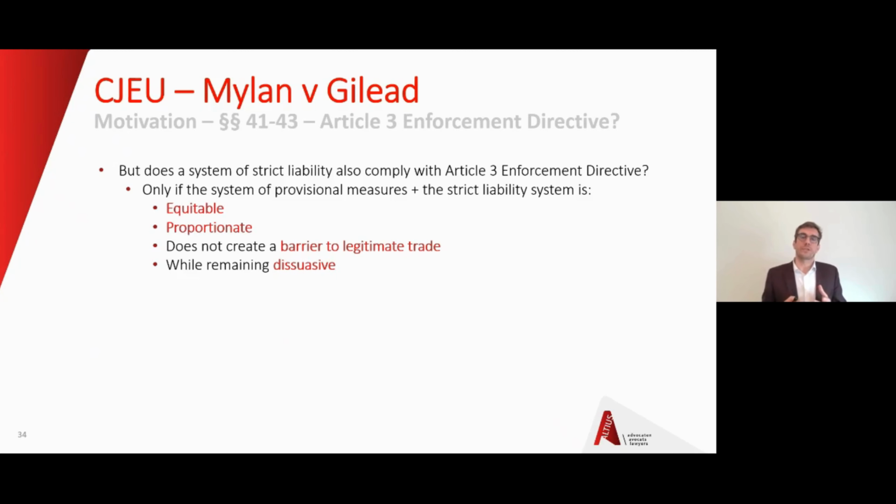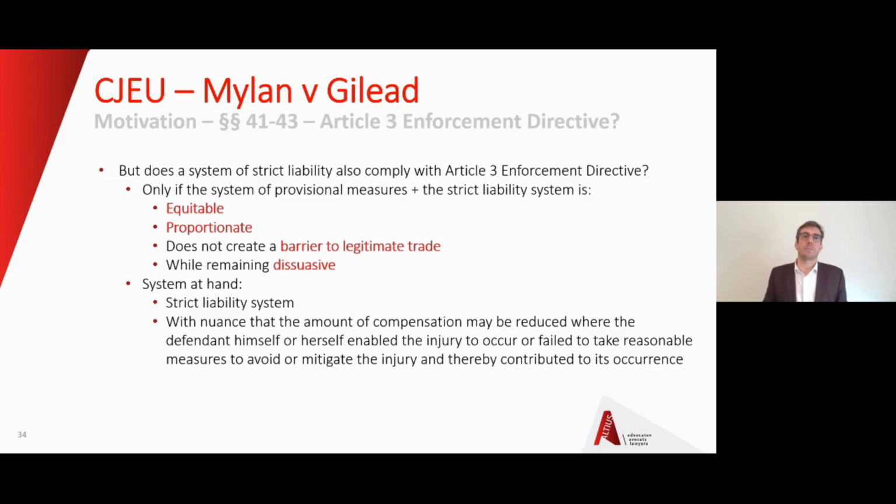Now, the court in Milan versus Gilead states that the combination of the system of provisional measures on the one hand and a strict liability regime in case of revoked provisional measures, a later declared invalid IP right, the combination of that system should comply with Article 3 Enforcement Directive. In other words, you cannot look at the strict liability regime without looking at the system of enforcement of provisional measures. And in this system at hand, the court considers, as we discussed before, it's a strict liability regime with the nuance that the amount can be reduced if the defendant has acted in a way that it did not take reasonable measures to avoid or mitigate the injury.